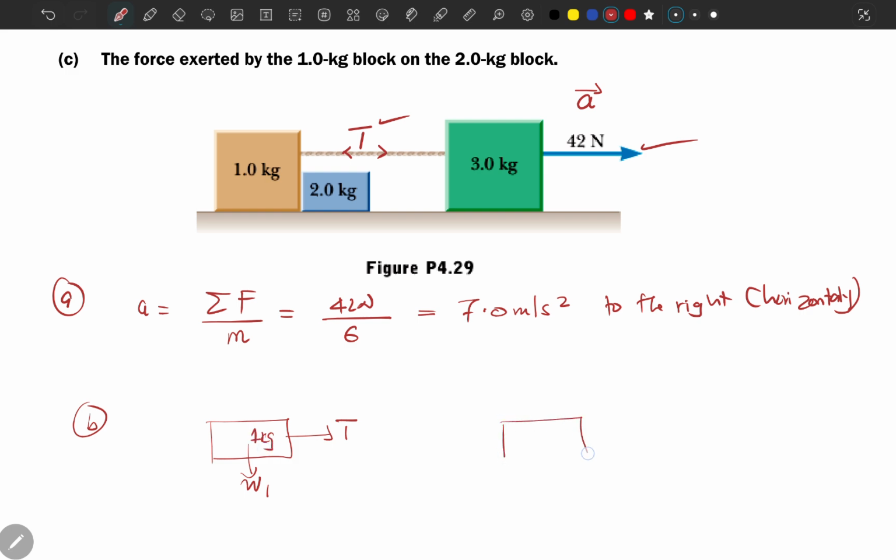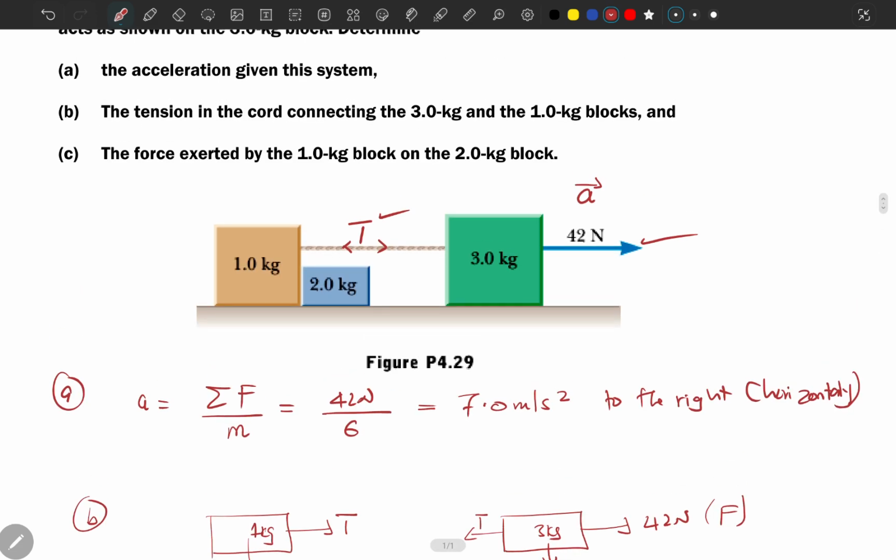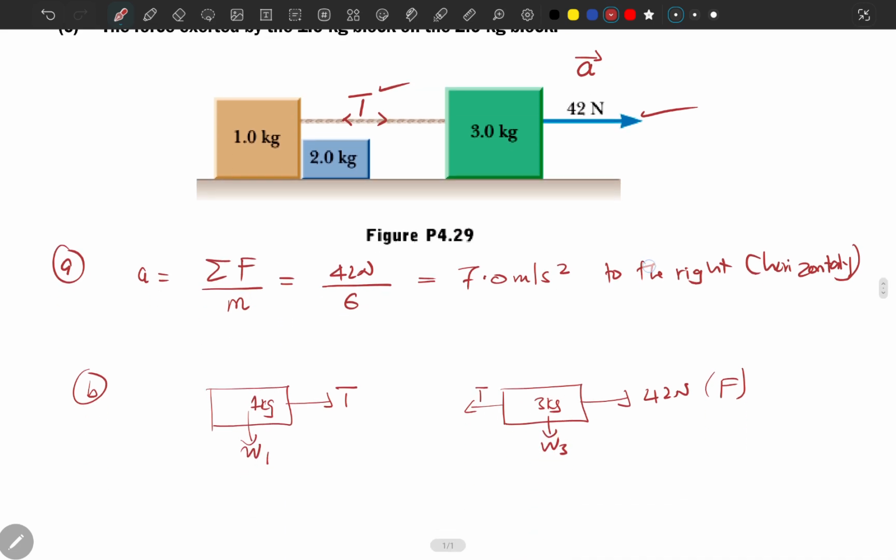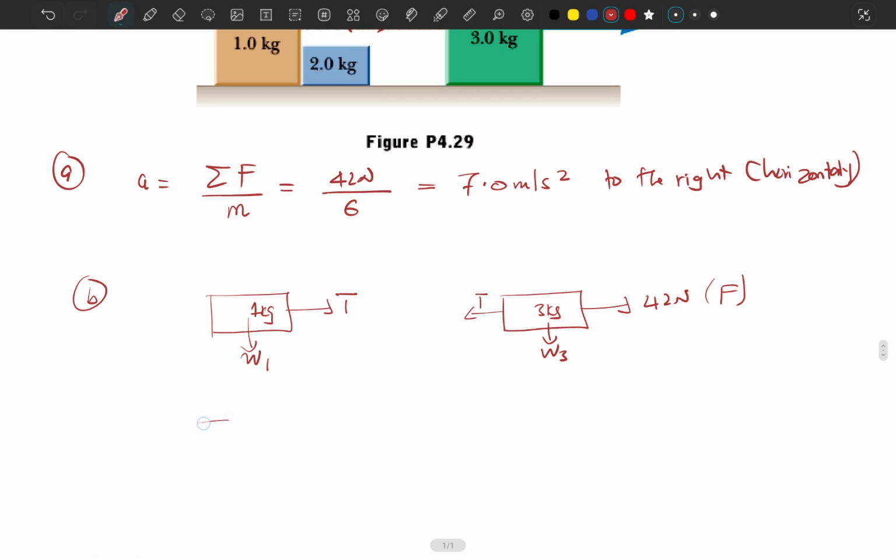Then when we get the 3 kilogram, we also have the weight. Let's call it weight 3. But there's also a force here, which is 42 newtons, let's just call it F. And we have the tension here. Since they are saying it's this block and this block that are connected, if we want to find tension, we can say the sum of forces in the x is equal to mass multiplied by acceleration in the x.